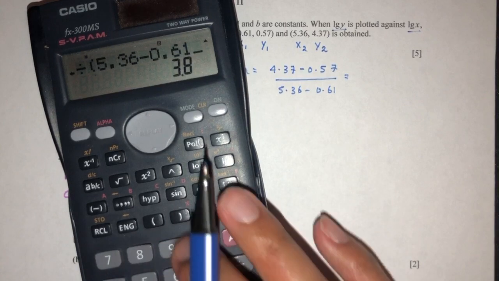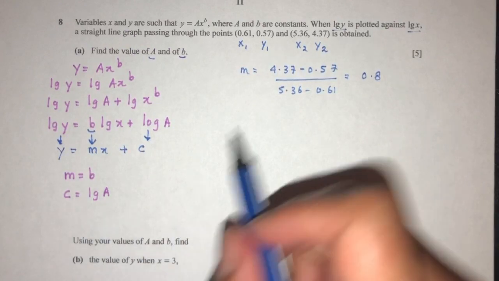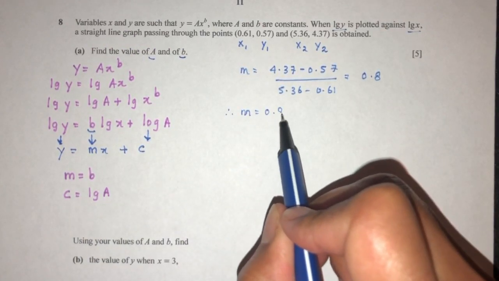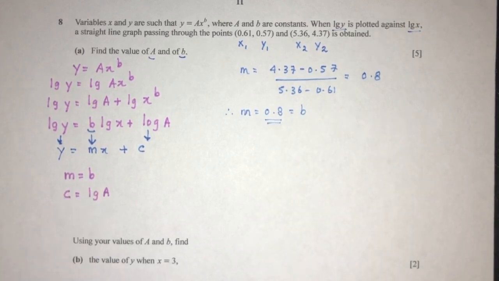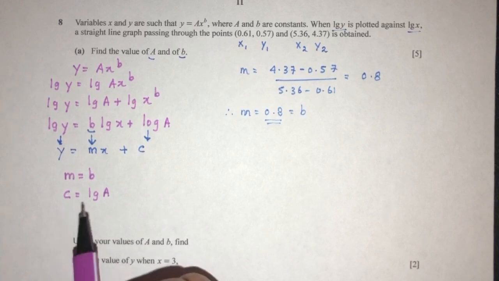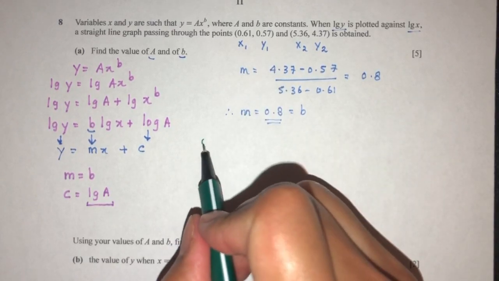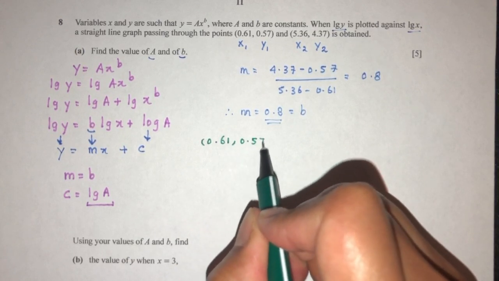Minus 0.61, that should be 0.8. So m is found to be 0.8, and hence b will be 0.8 as well, for the value of the gradient. Now let's find the value of a. To find the value of a, we can use the passing point, obviously, right? Let's use this point. We have 0.61 and 0.57.